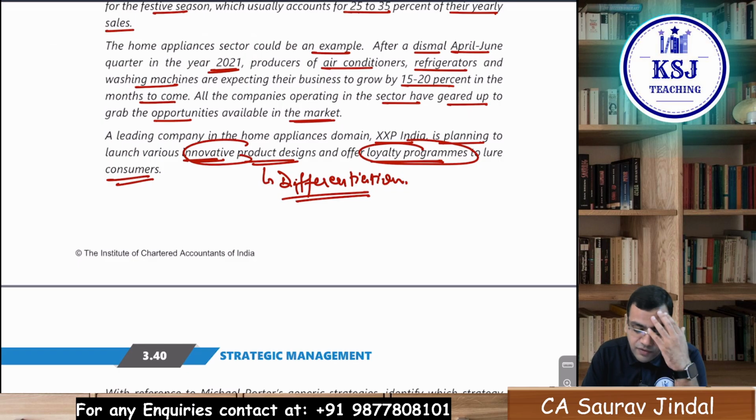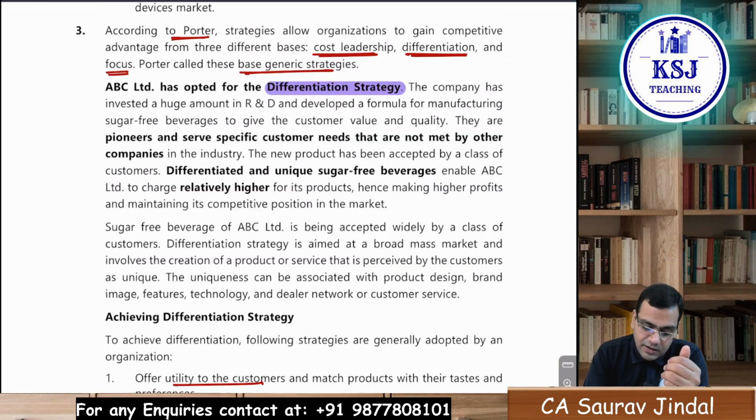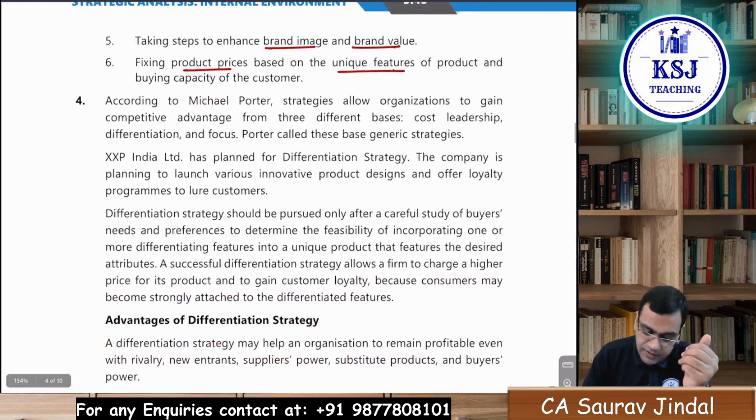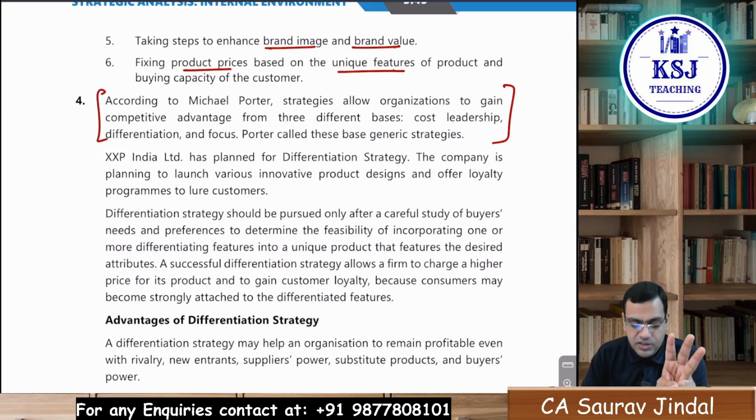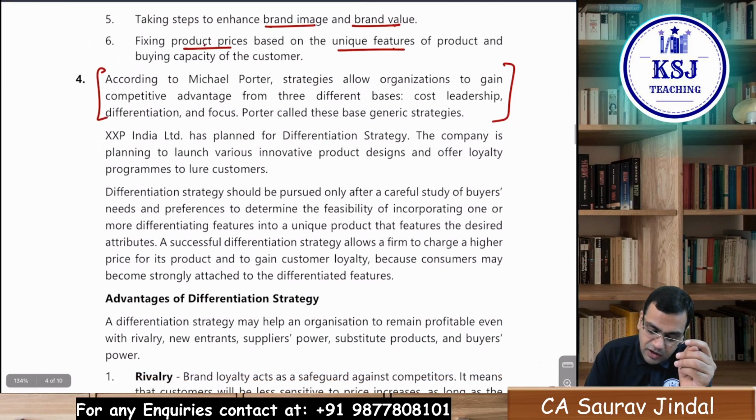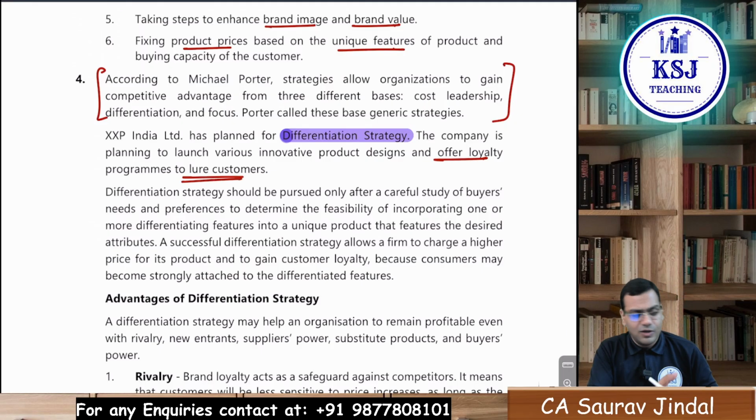So they are going to follow differentiation, and this is going to be helpful for the company because it will create brand value, since they are providing something different from what the other players in the same industry might not be doing. So that is what you have to write. Again, first write the three strategies of Michael Porter. Then this plan clearly mentions the differentiation strategy. The company is planning to launch various innovative products and offer loyalty programs to lure customers. Same line, pick it up from the question and write it in the answer. The key lines you can write.